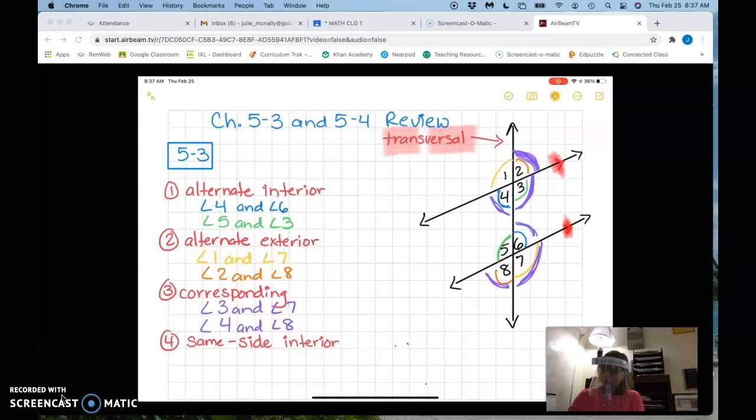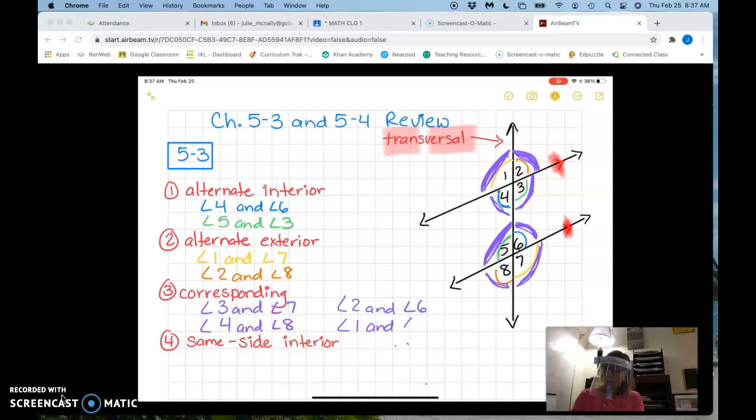So 6 is in the same position as 2. And then what's the last one? 1 and 5. There you go. 1 and 5, because they're both on top of the parallel lines and to the left of the transversal.